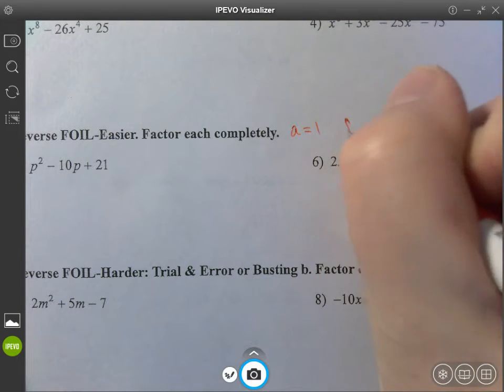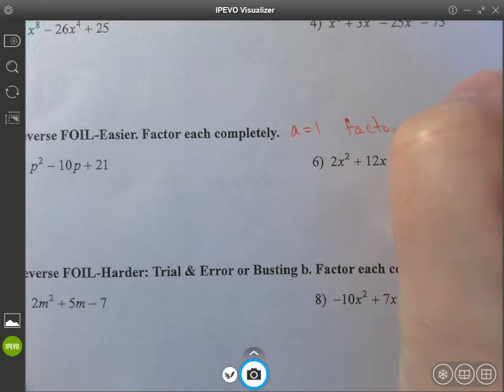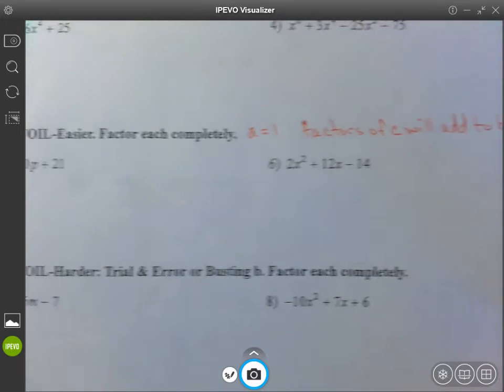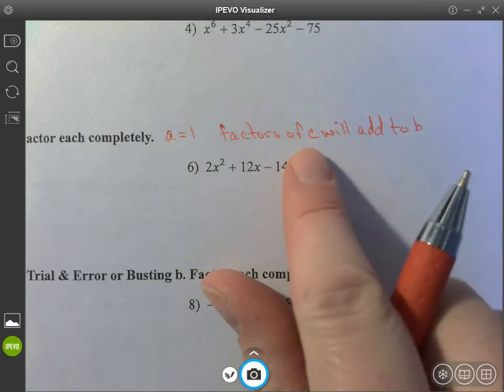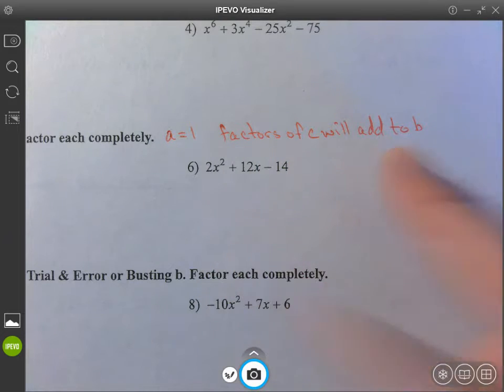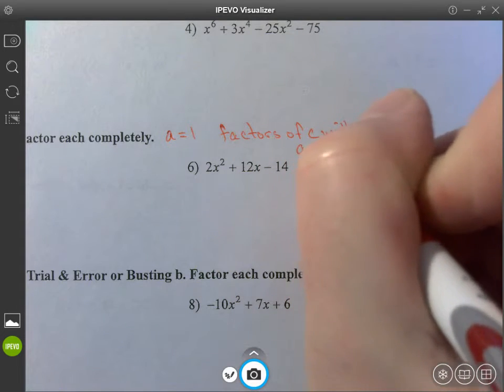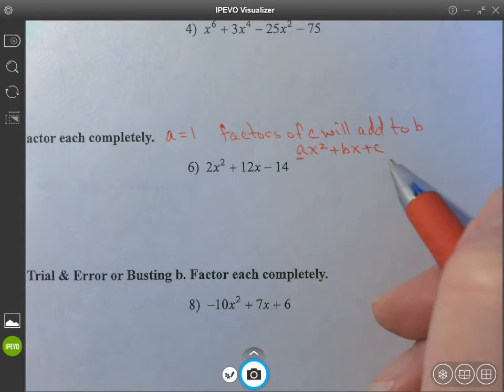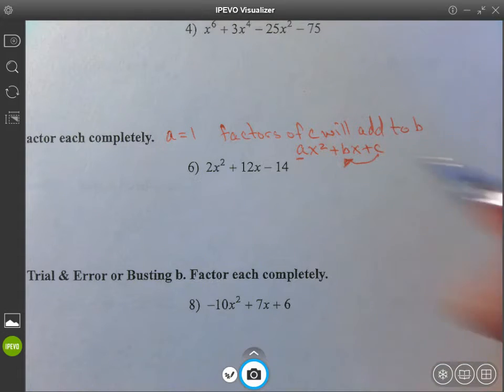When a is 1, factors of c will add to b. All right, so what am I talking about? Factors of c will add to b? Well, I'm talking about that whole idea of ax squared plus bx plus c. When a is 1, the factors of c will add up to b. Okay?